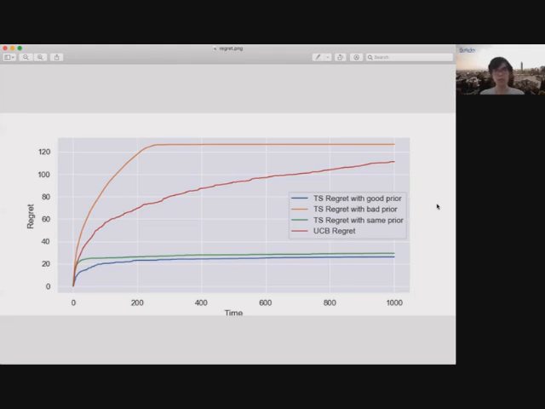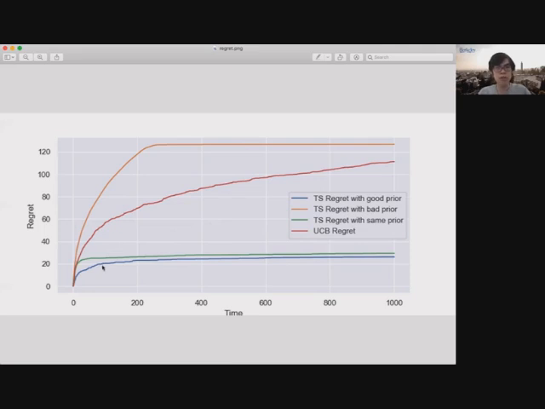A bad prior is when this ordering is flipped. So the mean for pi 1 is the biggest, the mean for pi 2 is the second biggest, and so on and so forth. So it's the reverse of what actually is the ground truth. And when we run Thompson sampling with the same prior, this means that the mean for each of these priors is exactly the same. And so this plot that you are seeing right now is showing the results of regret over time for each of these algorithms.